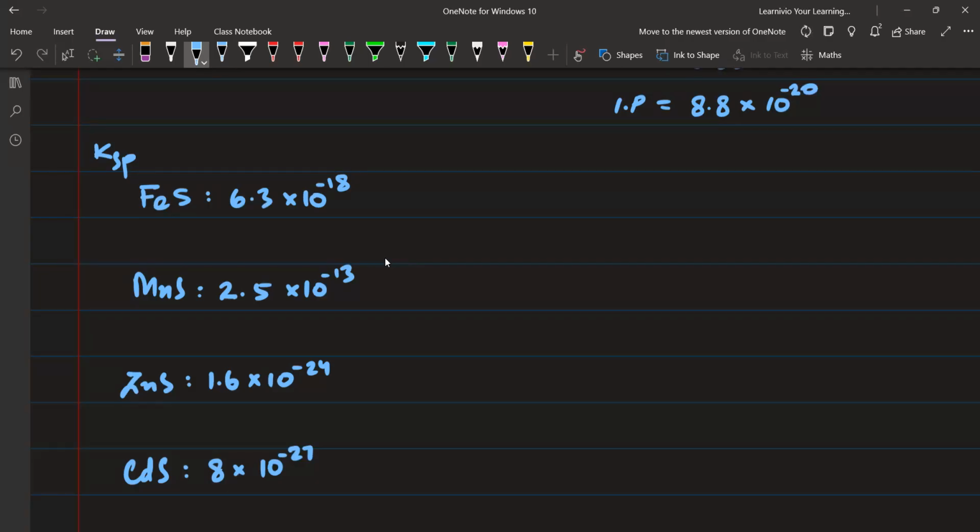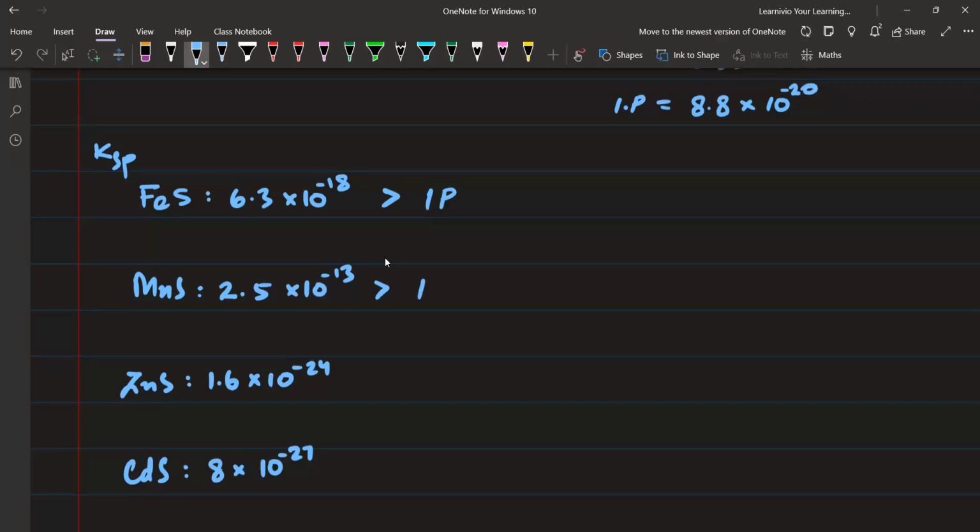So which is bigger in the first one? Is the ionic product bigger or the KSP bigger? Which is greater? The KSP is greater, right? The ionic product has -20. The KSP has -18. So obviously this is greater than IP.